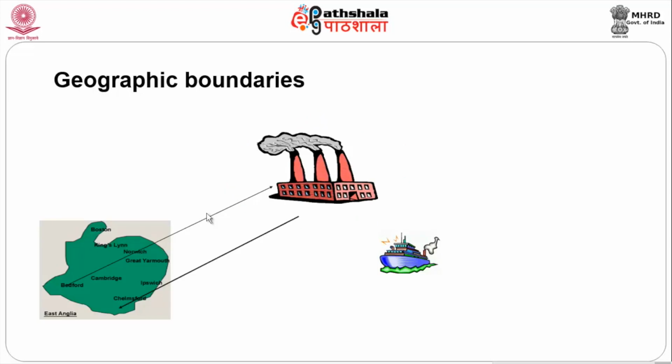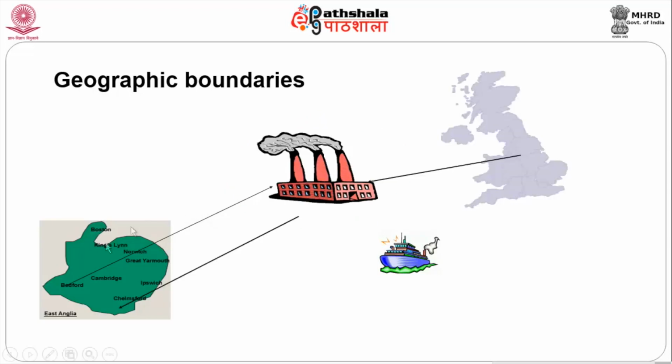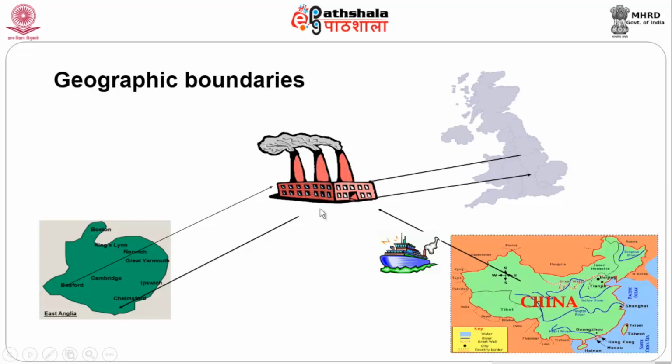These are some of the graphical representations. From the site, it goes to the manufacturing companies, and from the manufacturing companies it goes to different places by means of transportation, either by road, or by water, or by air.